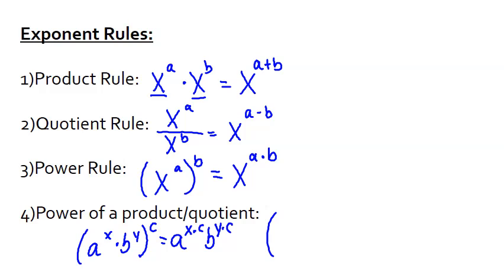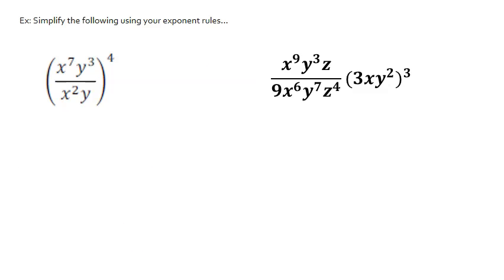So if we have a to the x over b to the y, all raised to the c, that's the same thing as saying a to the x times c over b to the y times c. So you can distribute the power to both the numerator and the denominator. So we're going to look at how to combine those exponent rules to simplify expressions as far as we can.